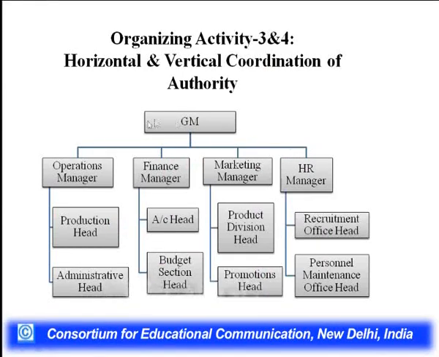And in the last two activities, if we club these two activities together, we will find that it is about the delegation of authority and subsequently the vertical and horizontal relationship of the top executive with the subordinates or vice versa. So we can again refer to this through this particular organizational structure, where at the top level the general manager is there, who has the four departmental heads, and these departmental heads are subsequently supported by a minimum of two subordinates. One is the production head and administrative head in the case of the operational manager, and in the case of the finance manager, the account head or the budget section head is there. And in the case of the marketing manager, it is supported by the promotions head and the product division head, while the HR manager is looked after through the recruitment office head and the personnel maintenance office head.